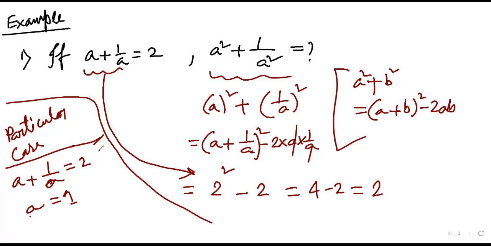Okay, so though the formula may be given at the exam, or the pattern of the formula may be given, still I can use that as it is. a plus 1 by a equal to 2, so the value of a equal to 1. So now 1 square plus 1 by 1 square, that is also 1, that is 1 plus 1 equal to 2. So this is the answer. No need to elaborate using the formula a square plus b square. Clear?